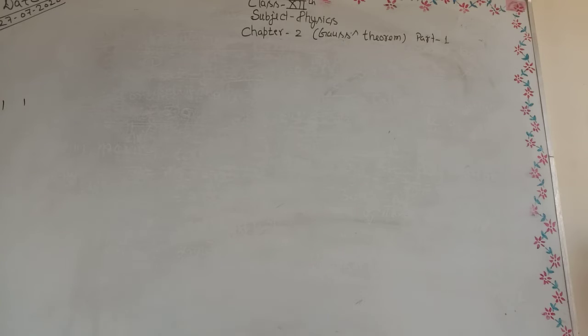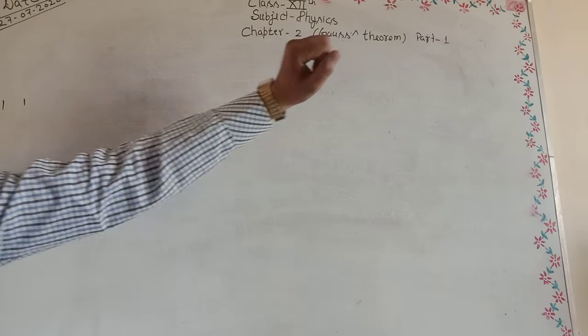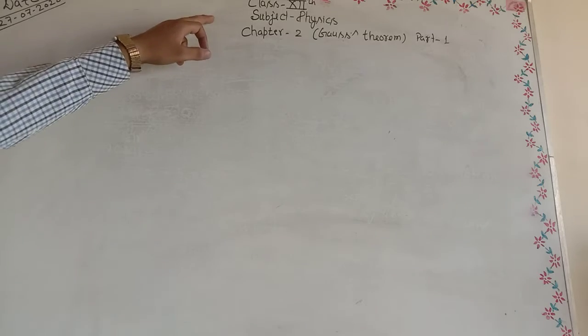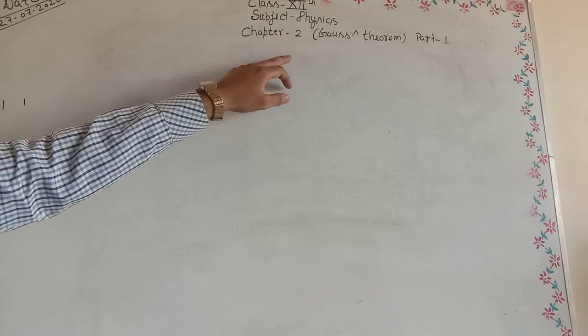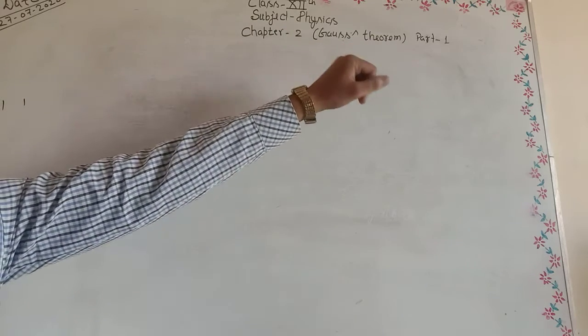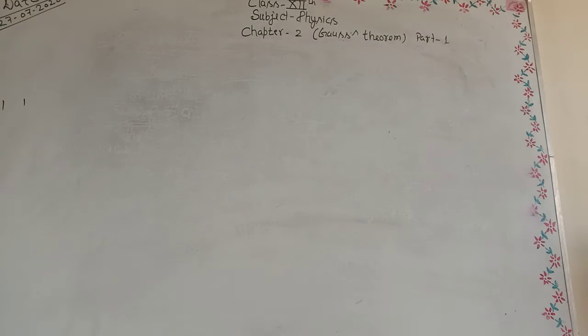Dear students, today we are discussing the new chapter number 2, Gauss's theorem. This video is for class 12th physics, chapter number 2. The name of the chapter is Gauss's theorem. This video is part 1 of this lesson. Today we will discuss Gauss's theorem, area vectors, solid angle, and so on.